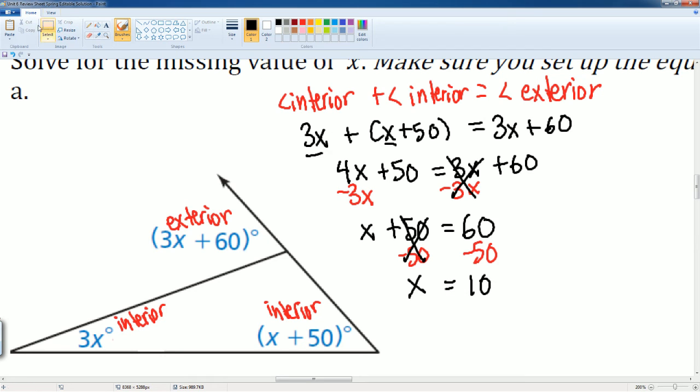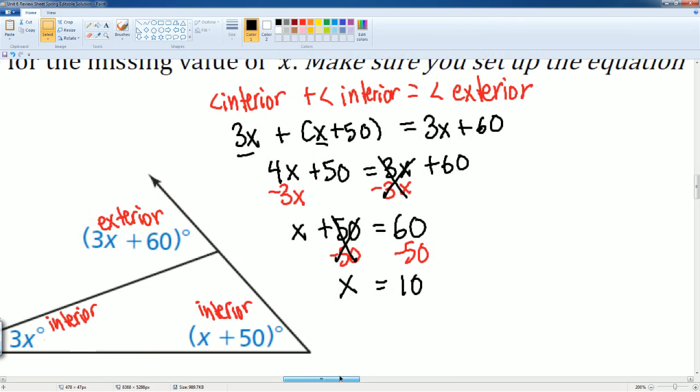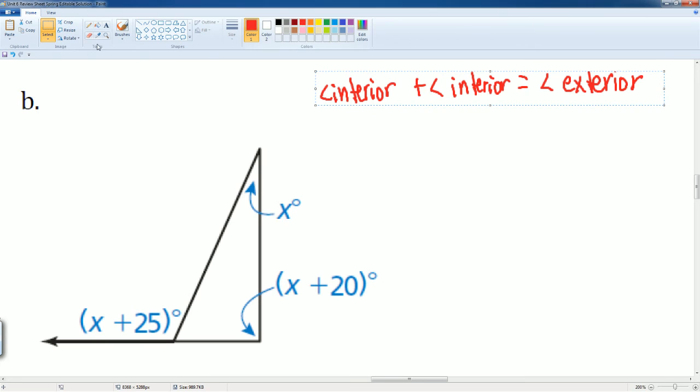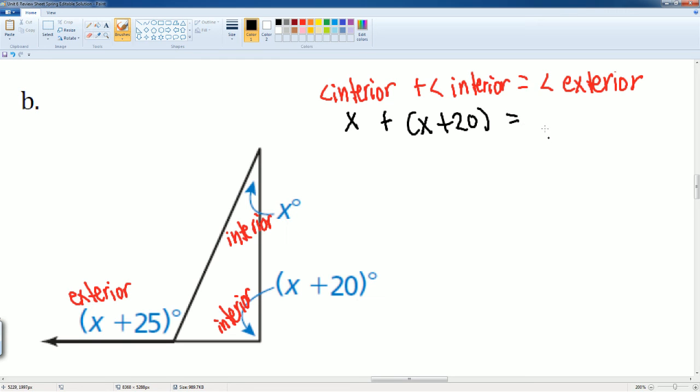There you go. Again, we use this equation, and we are allowed to still set up the equation based on that idea. All right, so let's do that for B as well. Here's the equation: interior plus interior is equal to the exterior. To help you along, we labeled it. So x plus 25 is on the outside of the triangle, so we call that the exterior. x plus 20 here is your interior, and x here is also your interior. So your interior x plus your other interior x plus 20 is equal to your exterior, which is x plus 25.